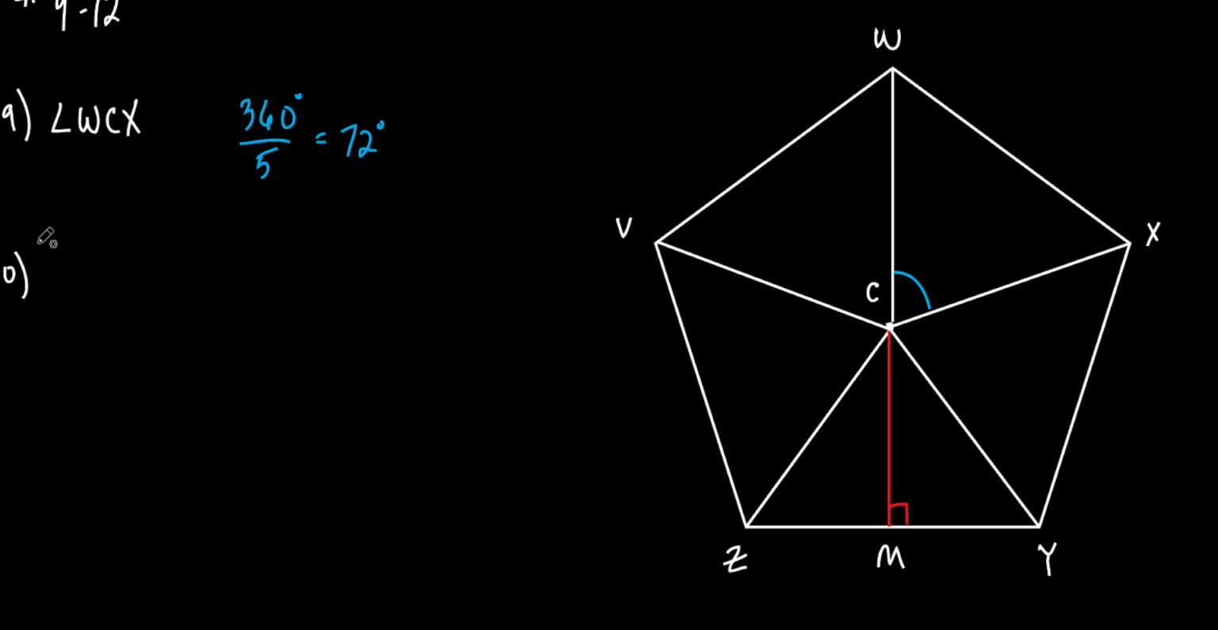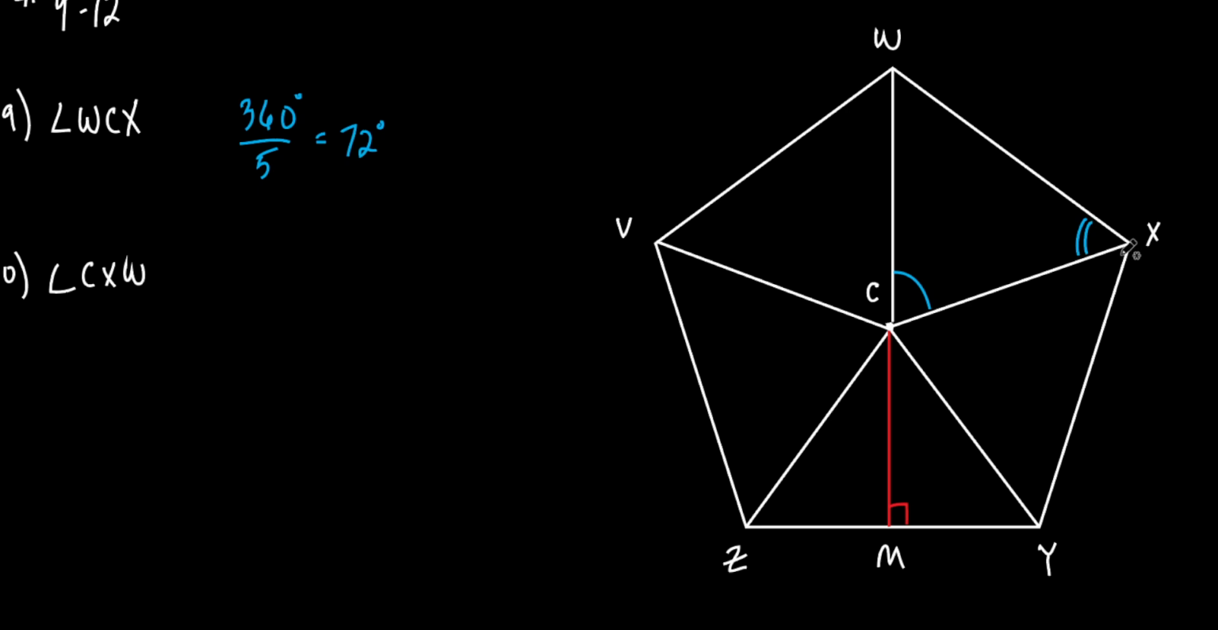Number 10 says find the angle CXW. Angle CXW. Look, you've got the same letters. Does that mean it's the same angle? Nope. So let's find where CXW is. We'll keep it in blue. So there's C, there's X, there's W. So what angle am I trying to find? I'm trying to find that angle right there.